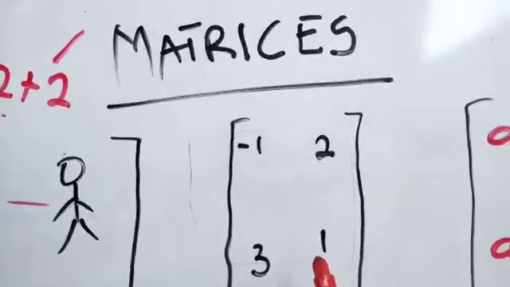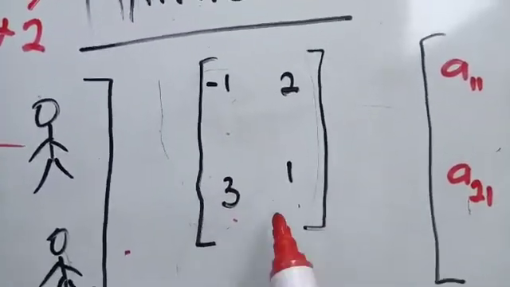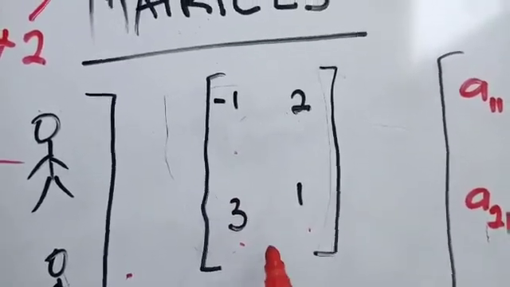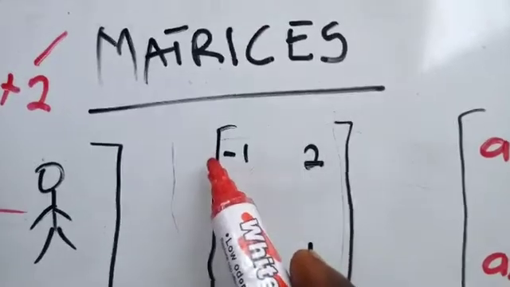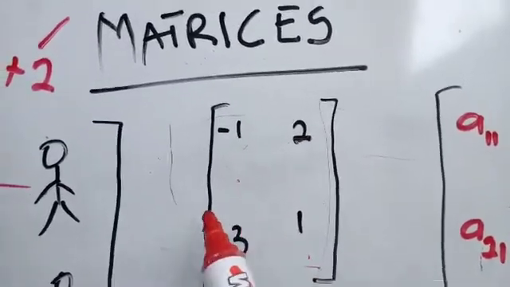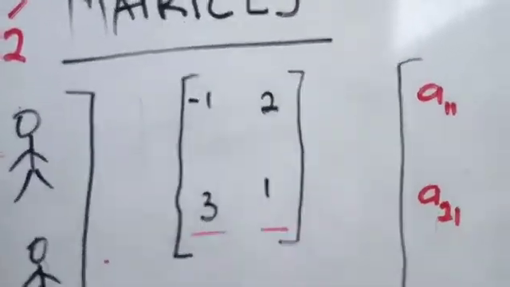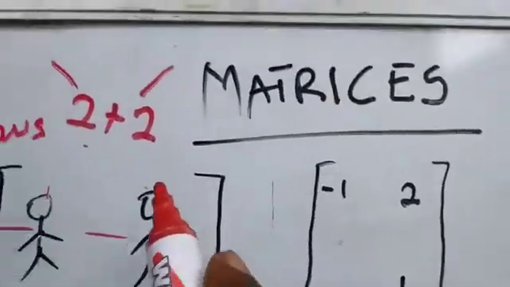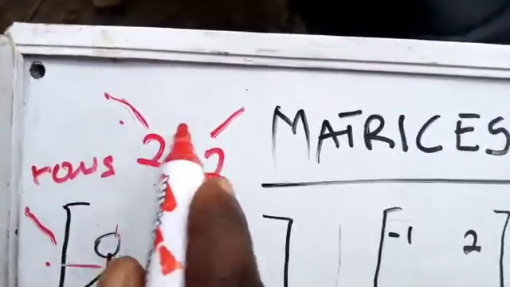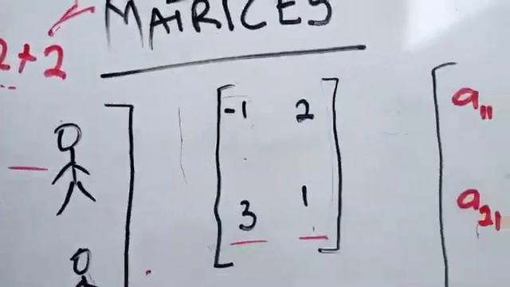Now look at this example: -1, 2, 3, and then 1. This is another pure example of a 2 by 2 matrix. You can see clearly that we have 2 rows, row number 1 and row number 2, and column number 1 and column number 2. So in 2 by 2, the first number is for the rows and the second one is for the columns. That is how simply you identify what a matrix is.